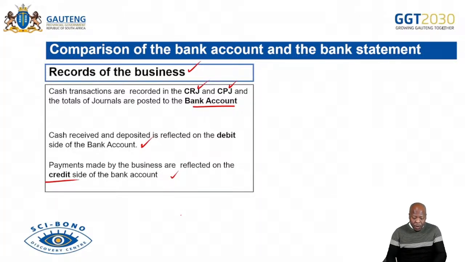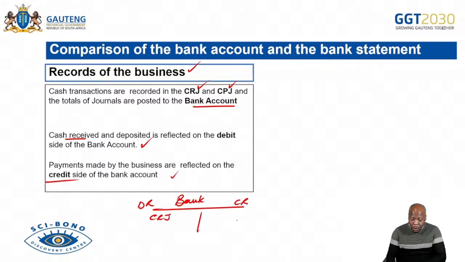So in simple words, when we have a bank account that has been prepared by the business, on the debit side you're going to have your receipts. On the debit side, you're going to record all the cash that is received. So you're going to have your CRJ here. And then on the credit side, you're going to have your CPJ. This, in summary, is what we're talking about here.